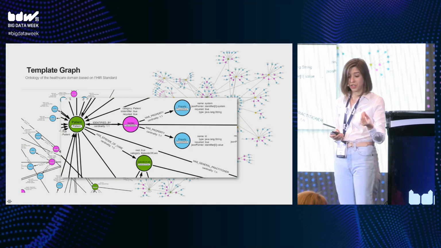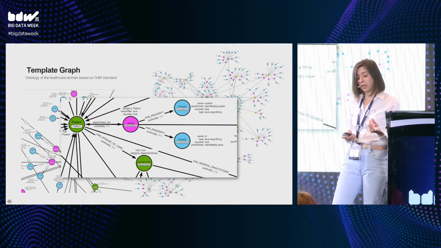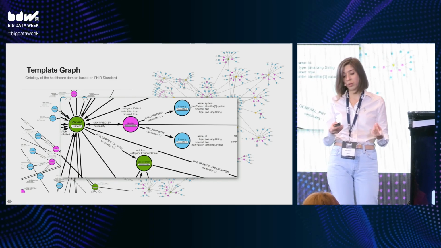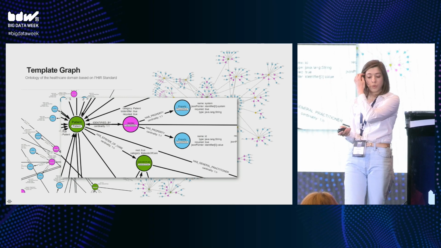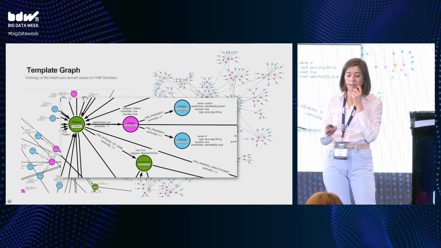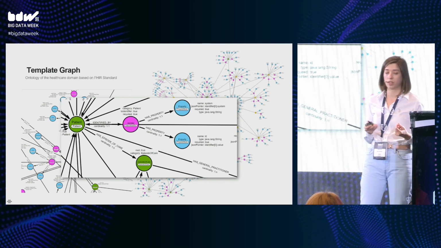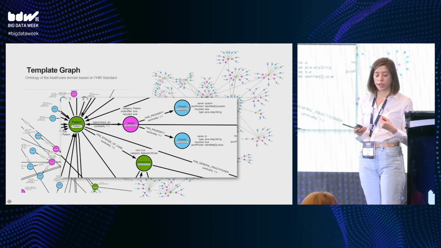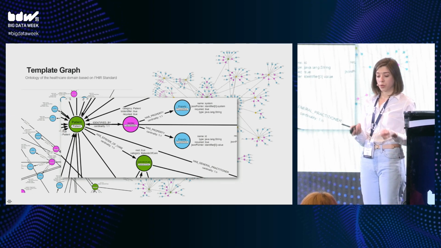We have the patient, which is a root node. Then we have the relationship to the metadata node, which is the identifier, but we also have a relationship to the episode of care entity. And besides this, we also have some property nodes. These nodes are not going to be instantiated. They are only there to indicate how we are supposed to ingest the data.